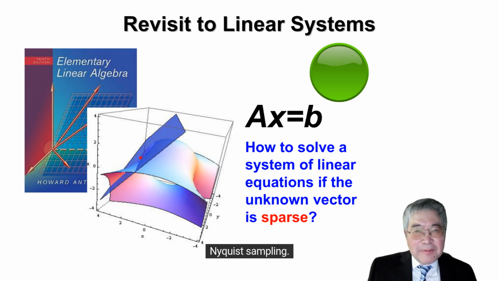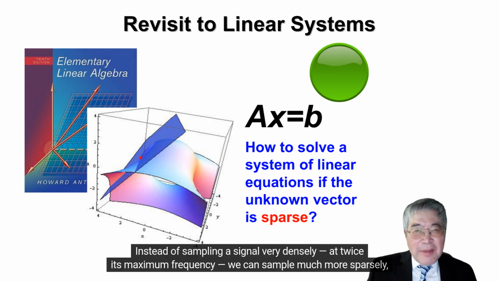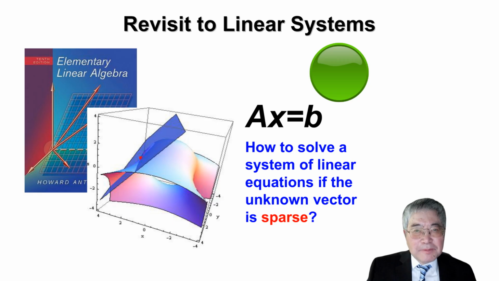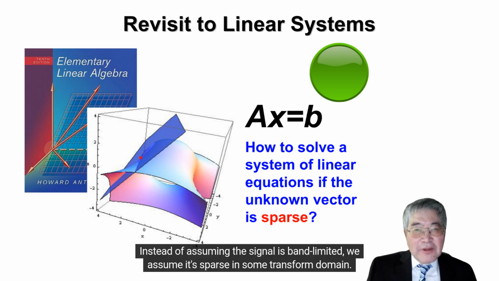Now, here's where it gets really interesting, and this is where modern theory breaks free from traditional Nyquist sampling. Instead of sampling a signal very densely at twice its maximum frequency, we can sample much more sparsely and still recover the full signal. How? We change our assumption. Instead of assuming the signal is band-limited, we assume it's sparse in some transform domain.